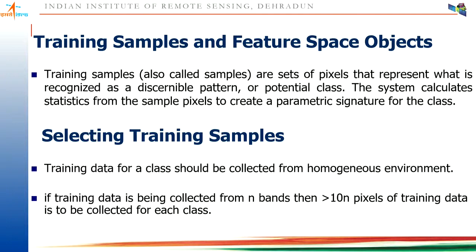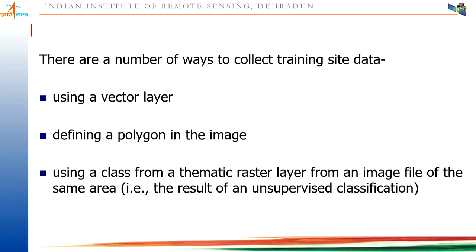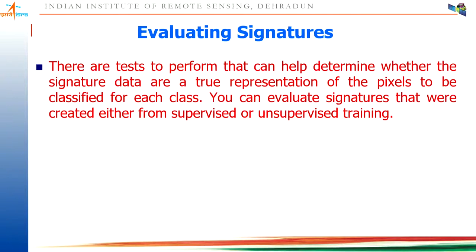If the data is collected, now how many pixels should be there in a training site? There is a general rule of thumb that if you are using n bands in classification, each training site should have at least 10n pixels. So more than 10n pixels should be there in the training data. You can collect the training data either by using a vector layer, defining a polygon in the image, or using a class from a thematic raster layer from an image file of the same area. Every software that you are going to use will give you different methods to collect the training site.